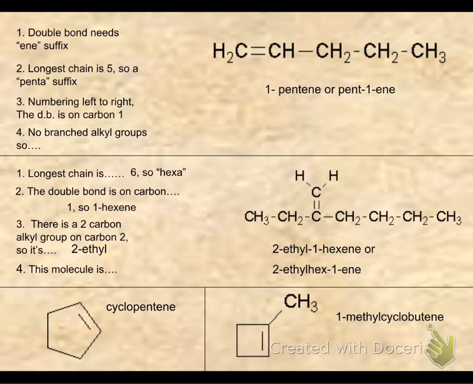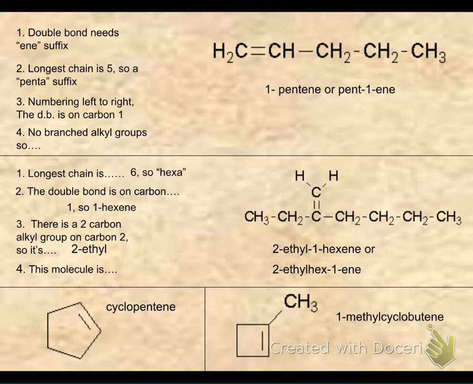Okay, in the next example, it can be tricky because it looks like the longest chain is 1, 2, 3, 4, 5, 6, 7. It looks like a hepta, but remember it has to contain the double bond. So this is actually a 1, 2, 3, 4, 5, 6. I'll count backwards, 1, 2, 3, 4, 5, 6. Hex is actually the longest chain that we have. So this is going to be a hexene.